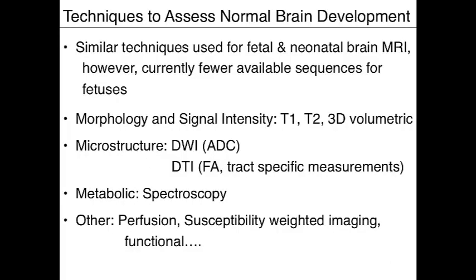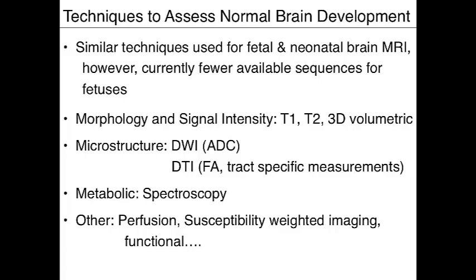Okay. So in terms of the techniques used to assess normal brain development, really it's similar techniques that are used for fetal and neonatal brain MRI. However, because of the inherent limitations of fetal MRI, namely the small structure and its distance from the coil, as well as the fact that the fetus is really moving while you're acquiring images, it is much more difficult to perform MR of the fetal brain than of the neonatal brain. Thus, the armamentarium of sequences available to us is actually fewer in fetuses. However, in general, we use the same approach when we try to assess the brain in both fetuses and neonates.